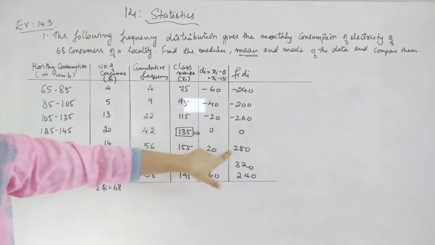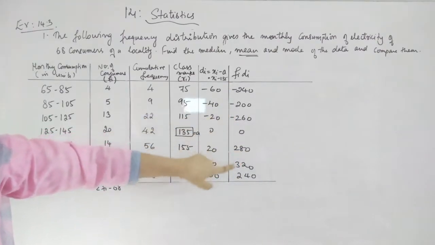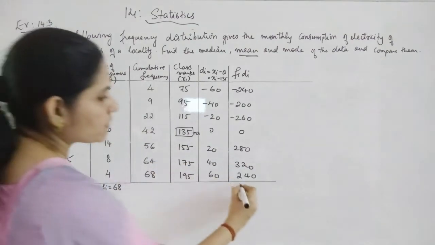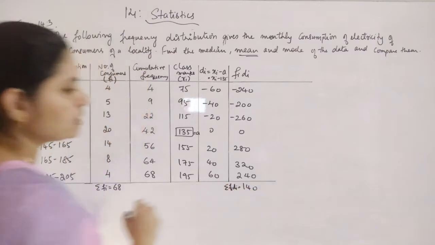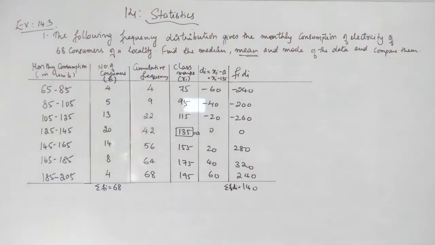You will get these two as 20, and here this is 120, 120 plus 20, 140. So the sigma fi di value is 140. Now we will find out what is mean. Therefore mean is equal to, what is the formula for mean? It is assumed mean method, so it is A plus sigma fi di divided by sigma fi.